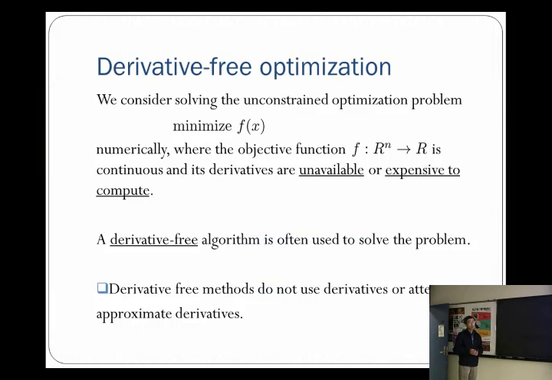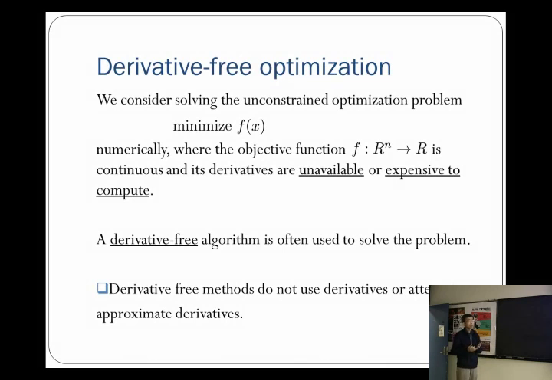So here's our problem. We consider minimizing a multivariate function f of x. Here the function f is called the objective function of the problem. We assume it is continuous, but its derivatives are either unavailable or too expensive to compute. So we cannot rely on efficient algorithms using derivative information. In this case, a non-derivative method or derivative-free algorithm is often used to solve the problem.